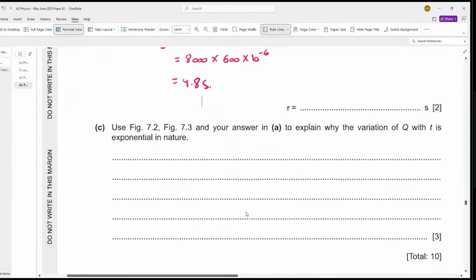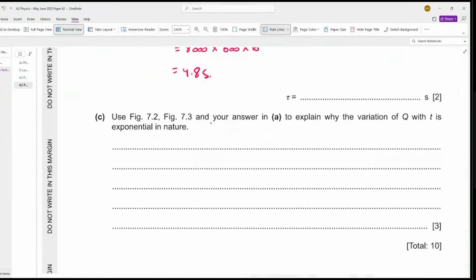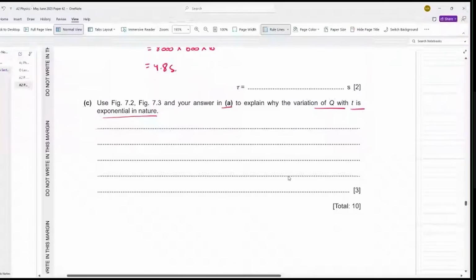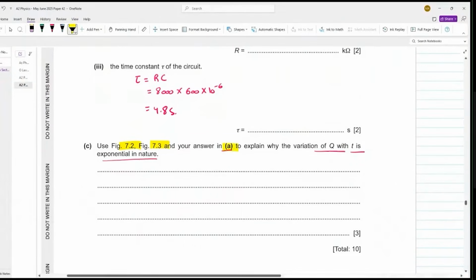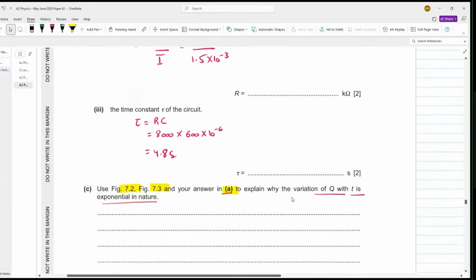Chalo. Use figure 7.2, 7.3 and your answer in A to explain why the variation of charge with time is exponential in nature. Okay. So you have to tell using figure 7.2 and 7.3 and your answer in A. Okay. Why the variation of charge with time is exponential in nature.